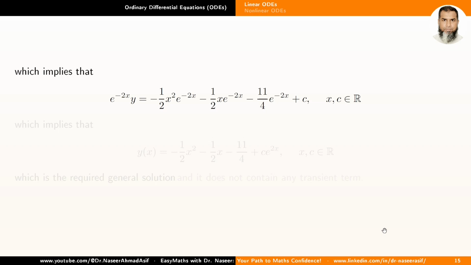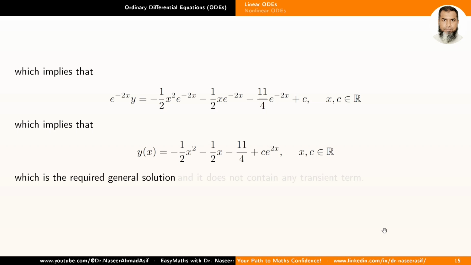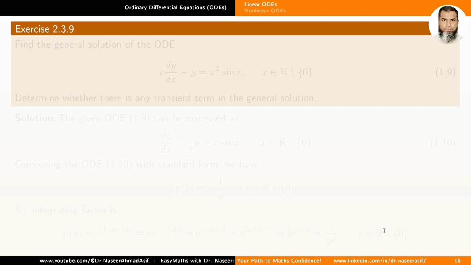Just multiplying this by exp(2x), we have y(x) is equal to (-1/2 x² minus 1/2 x minus 11/4 plus c) exp(2x), where x belongs to R and c is arbitrary constant, which is the required general solution and does not contain any transitive term. Well, see another exercise.